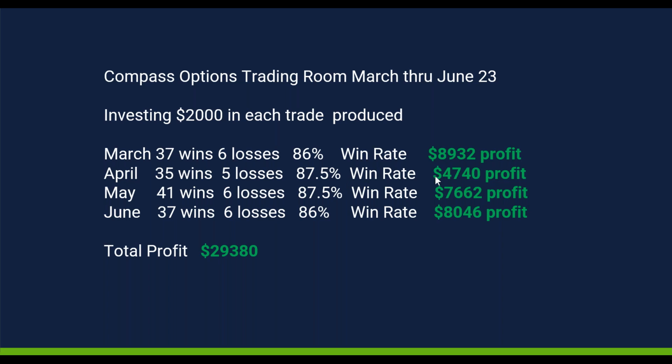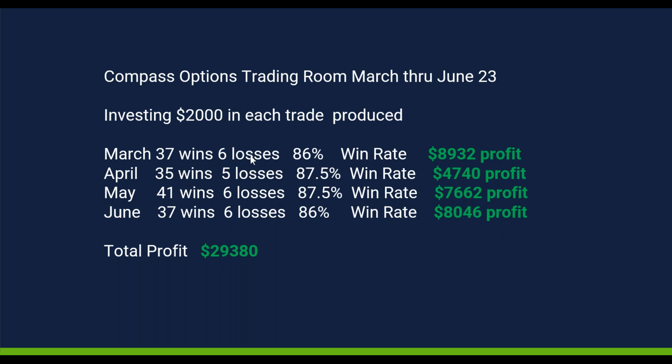87.5% win rate here. $4,740, not as much money as the previous month, but it's all dependent upon what kind of move you get in the options. In May, we had 41 wins and 6 losses, 87.5% win rate again, $7,600, and in June, 37 wins, 6 losses, 86% win rate, a little over $8,000. So the profits don't necessarily reflect the win rate, because obviously some of the options can go up a lot more than others, or not go up as much. But anyway, there's a $29,380 profit for $2,000 invested in those trades.